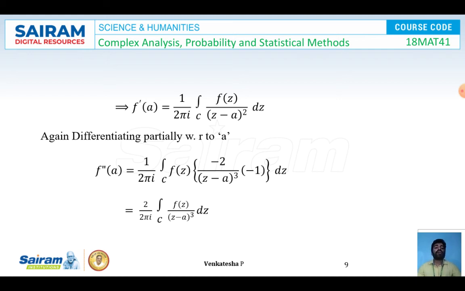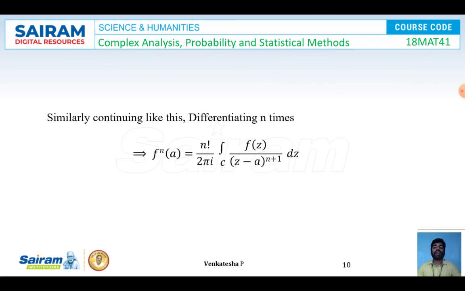So now, in the same way, after differentiating n times, the previous equation will become f power n of a is equal to n factorial by 2 pi i integral over the region C f of z by z minus a whole power n plus 1 into dz. So this equation we can obtain by using the previous one only. By replacing n is equal to 2, we can get this equation directly. So this formula is called the general form of the Cauchy's integral formula.